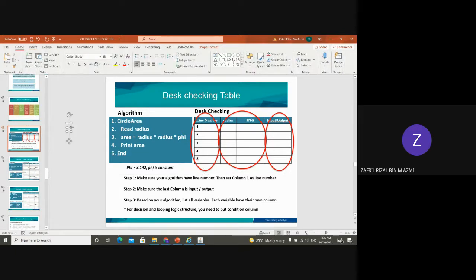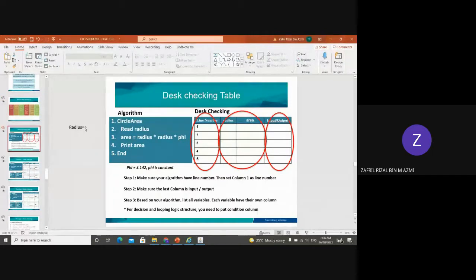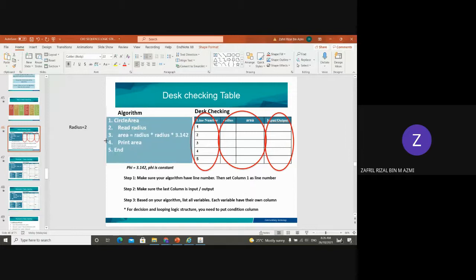So let's pick one number for the input, which is radius. Let's say you choose a simple number. That's why it indicates simple over here. Don't choose a complicated input like 1 million or 1,000, it's going to be harder for you to check. For example 2. Okay, this part over here, let's say we use the constant value 3.142 instead of pi.